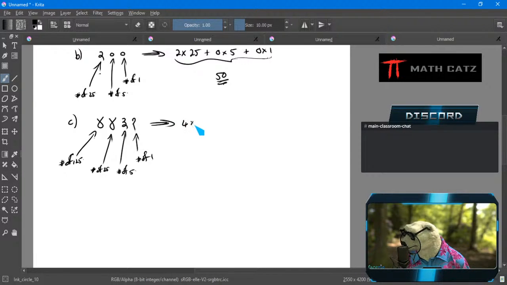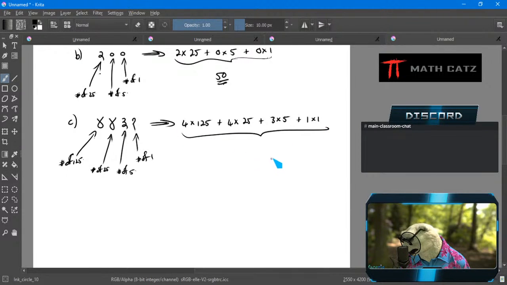So I have 4 groups of 125. I have 4 groups of 25. I have 3 groups of 5. And I have 1 little single. They used to be rocks, not anymore. We have evolved to something much more sophisticated.